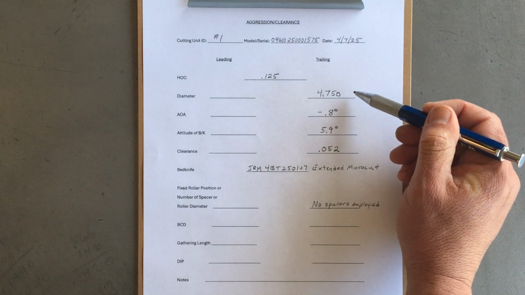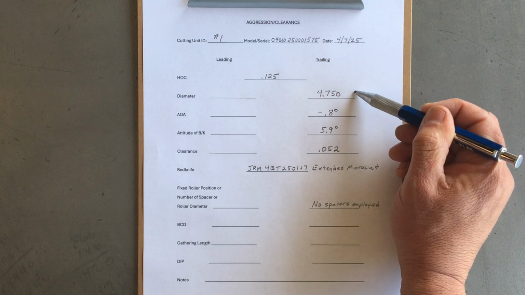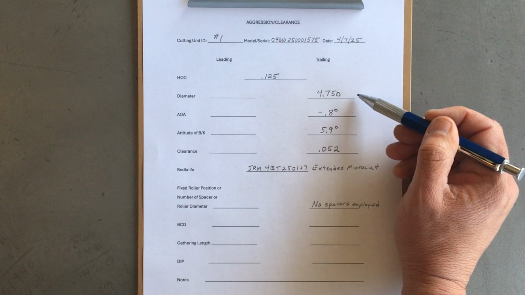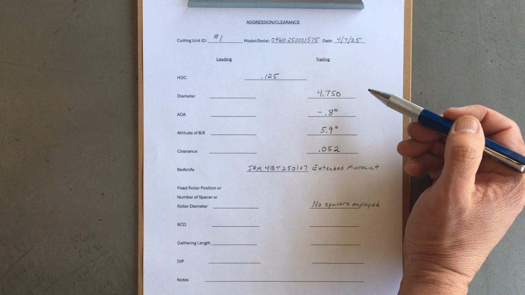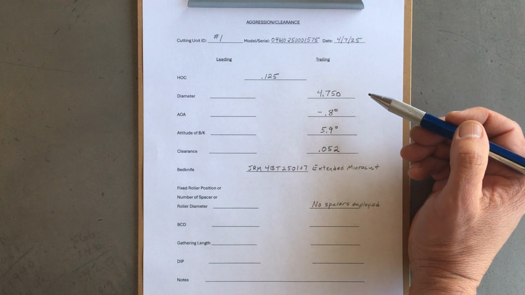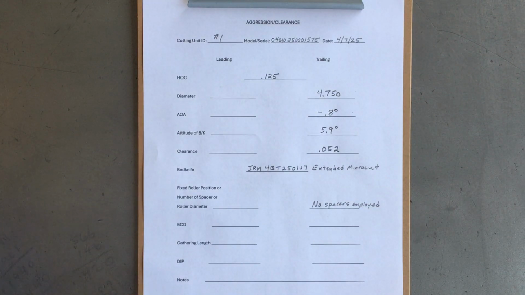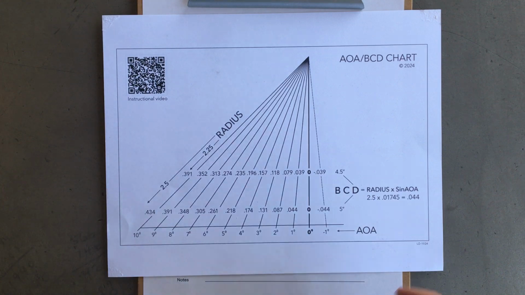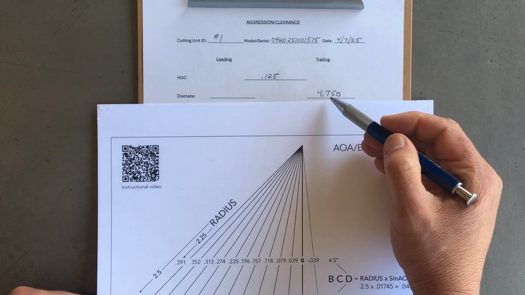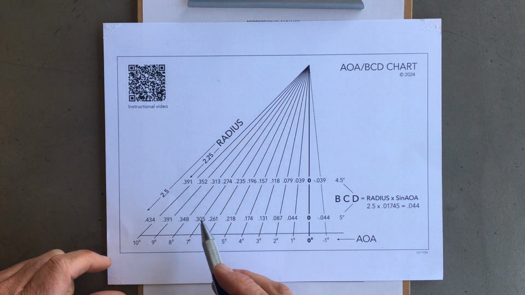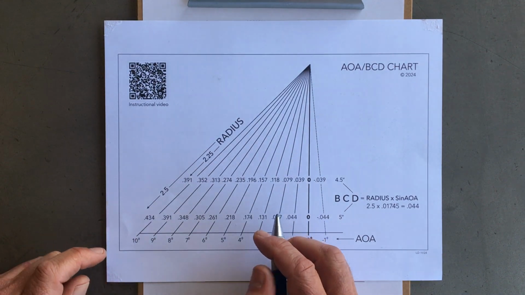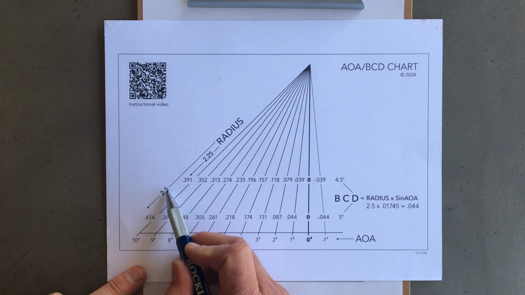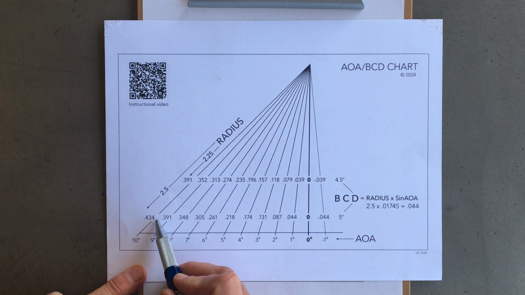I then take the diameter of the reel and the angle of aggression and either refer to the quick reference chart, so my diameter was 4.750, which means the radius was 2.375, which is in between 2.5 and 2.25.